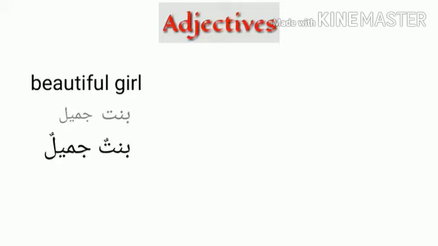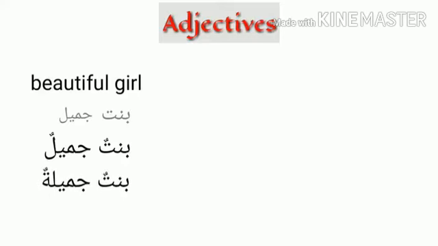Understood? If I have to say beautiful girl, then first we will say girl, then we will say beautiful. Girl is bint, beautiful is jamil. So bintun jamilun. No, wait. Bint is feminine, right? So jamil also has to be feminine. Jamil is masculine because it does not fit in any criteria of femininity. So we will have to make jamil feminine. How? By adding ta marbuta. So it will be bintun jamilatun.